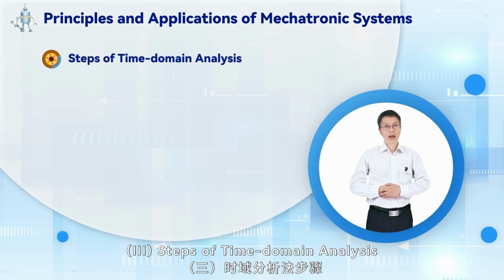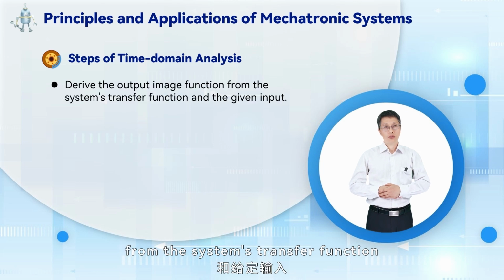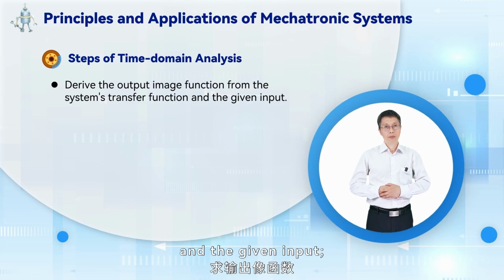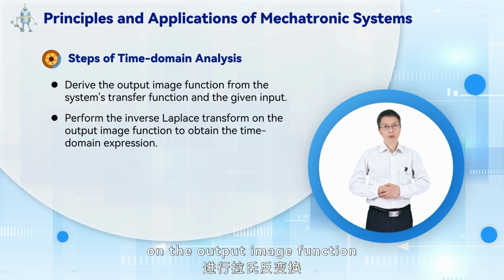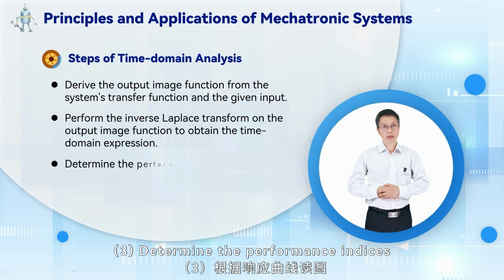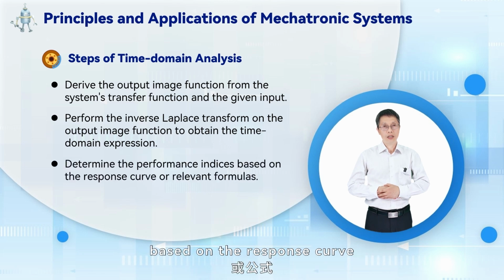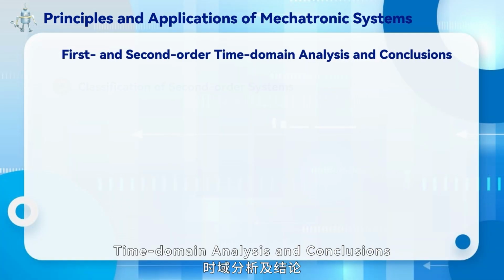3. Steps of time-domain analysis. 1. Derive the output image function from a system's transfer function and the given input. 2. Perform the inverse Laplace transform on the output image function to obtain the time-domain expression. 3. Determine the performance indices based on the response curve or relevant formulas. 4. First and second-order time-domain analysis and conclusions.